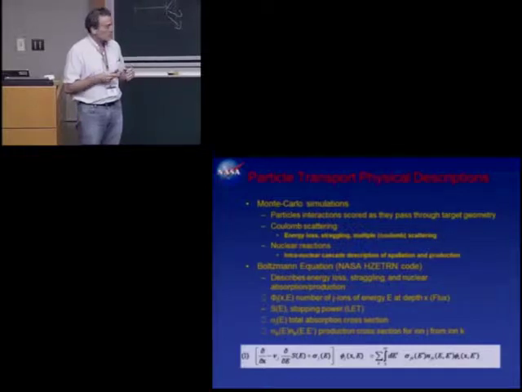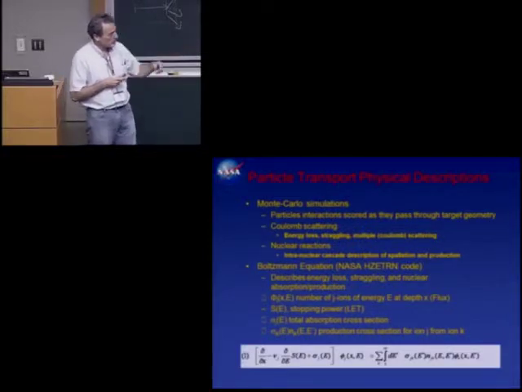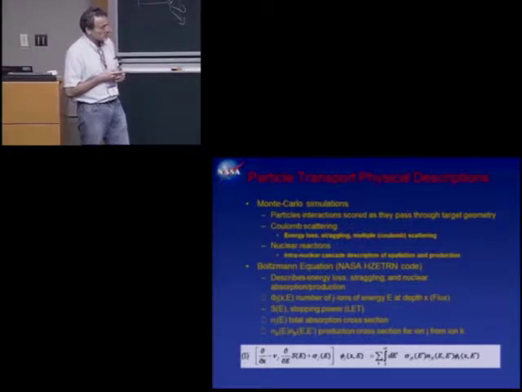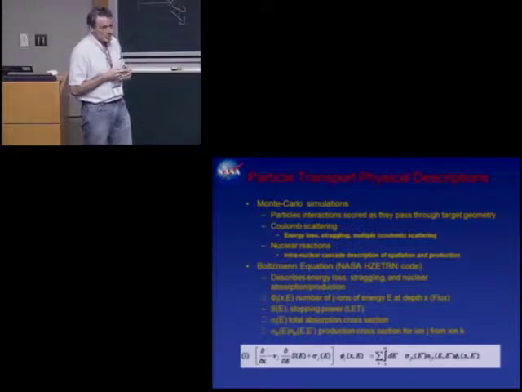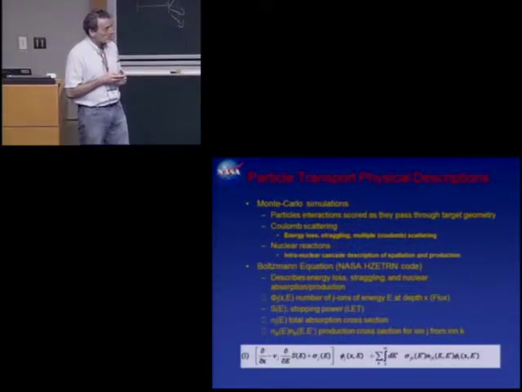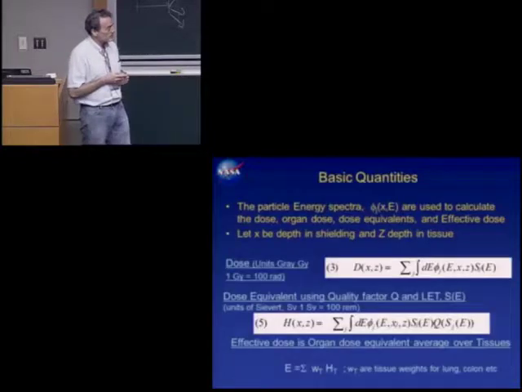And they're very accurate. I'll show you some examples. So that's like a one-dimensional Boltzmann equation. John Wilson is from NASA Langley, and spent a lot of his career figuring out nice ways to solve those equations and building up the databases for cross-sections and stopping powers.